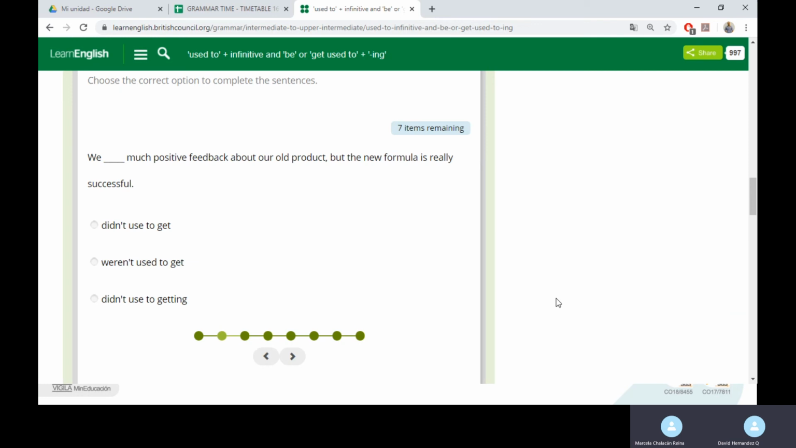We didn't used to get much positive feedback about our product, but the new formula is really popular. Why? "Didn't use" no, because after "to" is not the verb with ing.